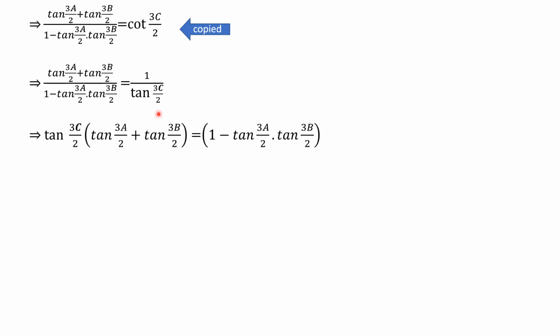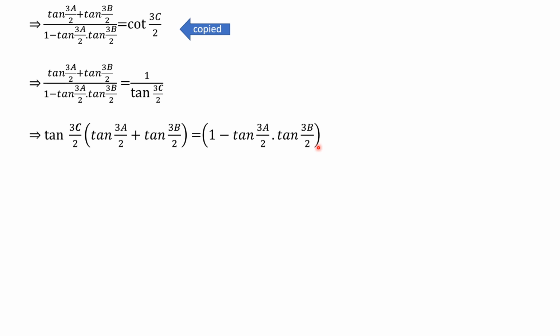So we have copied this from previous page. Now we know the reciprocal of cot is tan. Isn't that? So we can write this cot 3C by 2 as 1 over tan 3C by 2. And then we will do cross multiplication. It means this portion will go to the numerator of left hand side and this portion will go to the numerator of right hand side to get this line. Please take your time to understand.